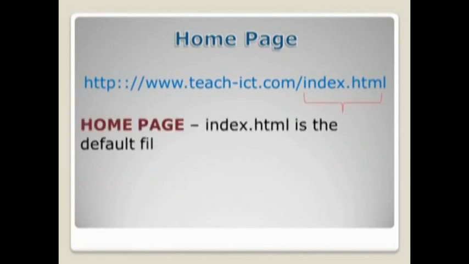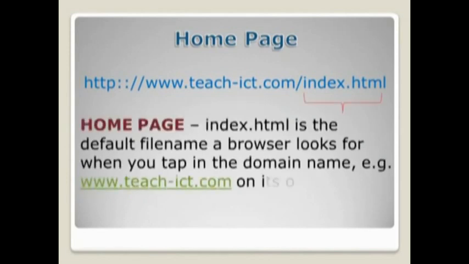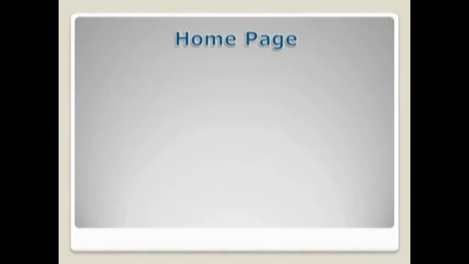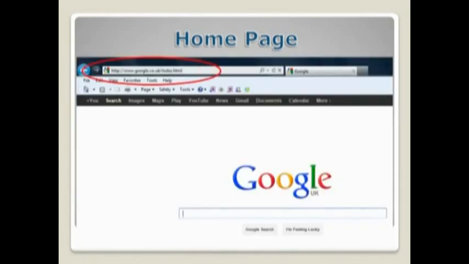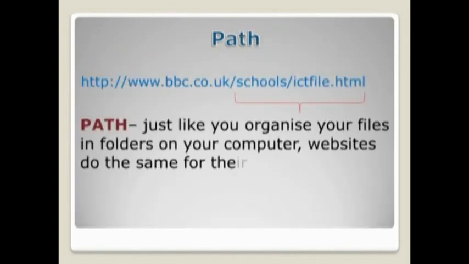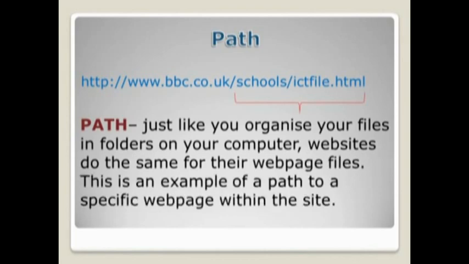Index.html is the default file name a browser looks for when you type in the domain name. It usually contains the home page of the website. Here we can see index.html for Google and its home site. Sometimes it's not even displayed. Just like you organize your files in folders on your computer, websites do the same for their web page files. This is an example of a path to a specific web page within the site.